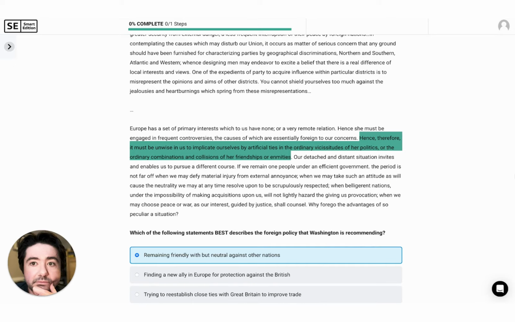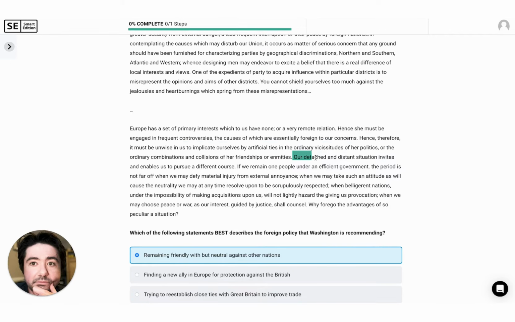Hence, therefore, it must be unwise for us to implicate ourselves by artificial ties, meaning treaties and alliances, in the ordinary vicissitudes of her politics or the ordinary combinations of her friendships and enmities. Europe back then had a war basically every 20 years. They were usually small wars, but if you knew anything about Europe back then, it was that these countries love going to war, they love having alliances, and every generation there's a new round of bloodshed. And Washington knows this. So he's telling his country, don't get caught up in this.